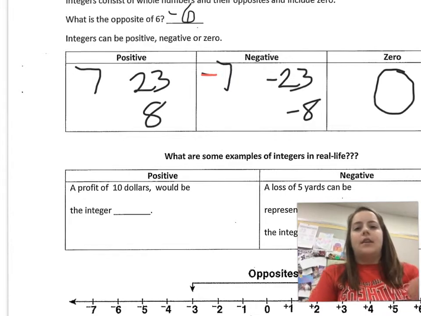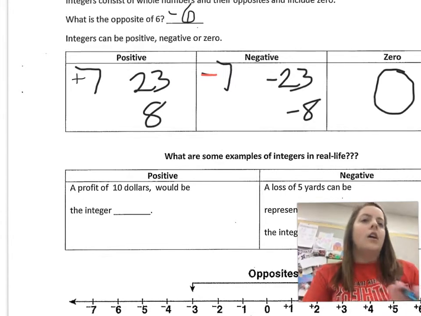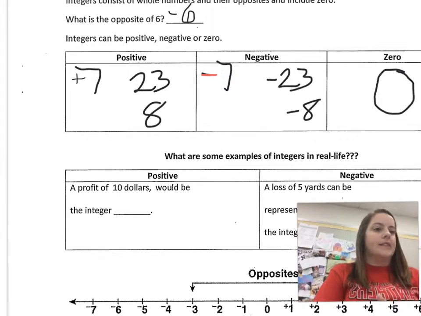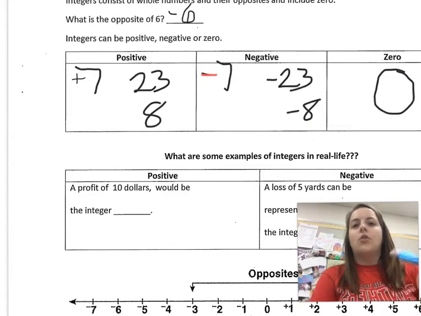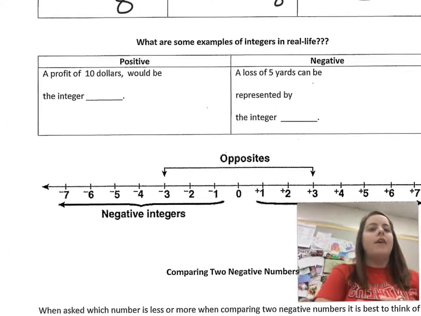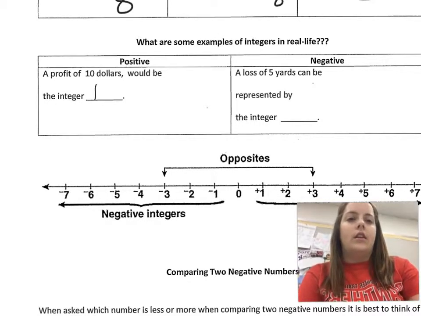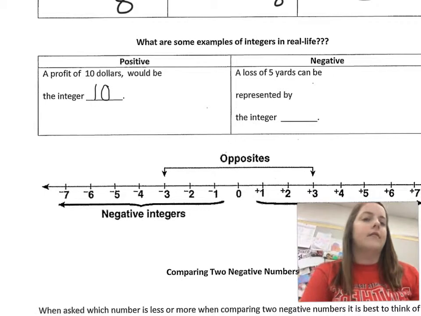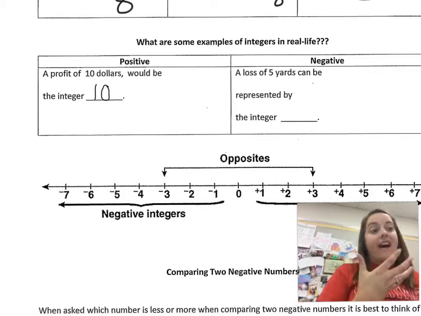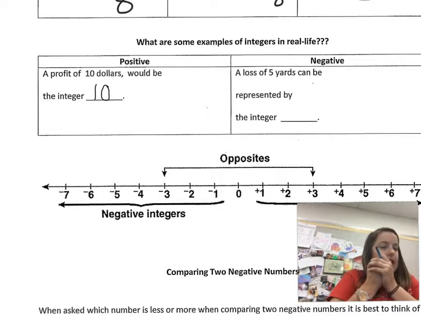Okay, so any number, let's look up here. We don't typically put a positive in front of our numbers. We just assume that they're positive numbers, right? We always put a negative number because we know that it's a negative. So we're going to look right here, some examples in real life. A profit of $10 would be the integer 10, okay? We are getting a positive $10. We are gaining $10, okay?